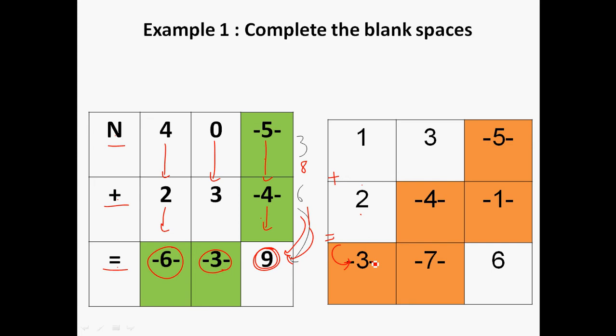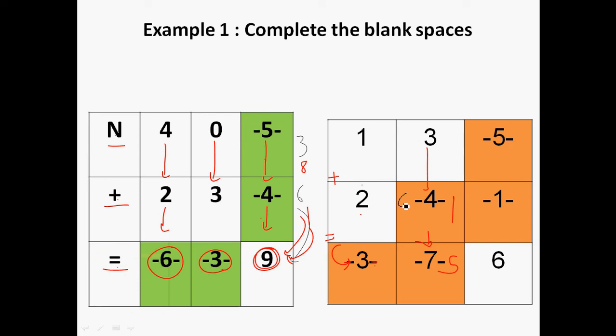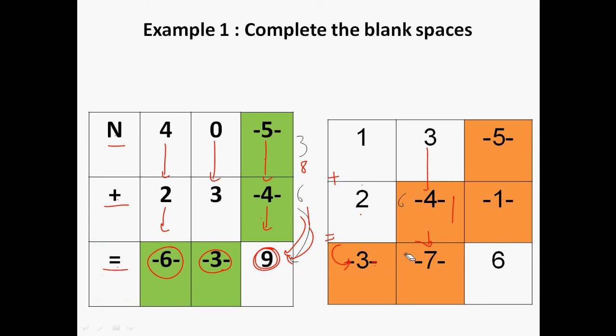Here is empty for you. Question: 3 plus what equal what? Here also you have a choice to write any number that you want. For example, I write 3 plus 4 equal 7. Also you can write 3 plus 2 equal 5. Also you can write 3 plus 6 equal 9. So you have a choice to write any number, but you should write only one number. Okay?